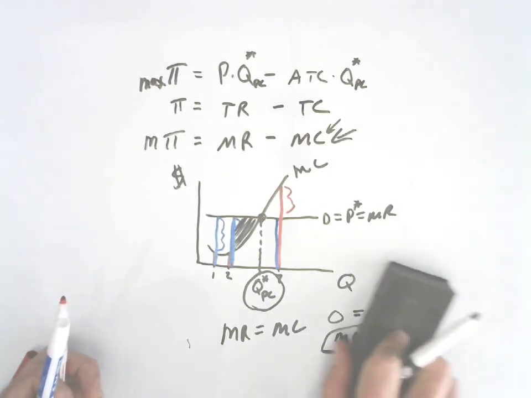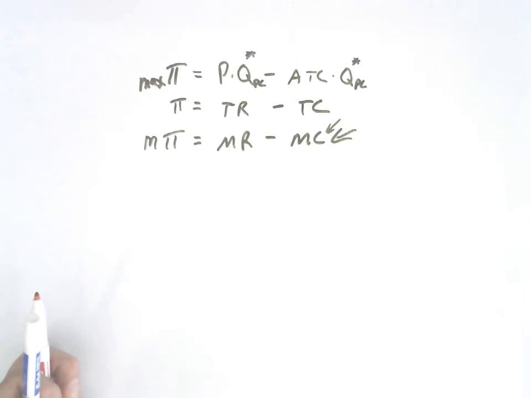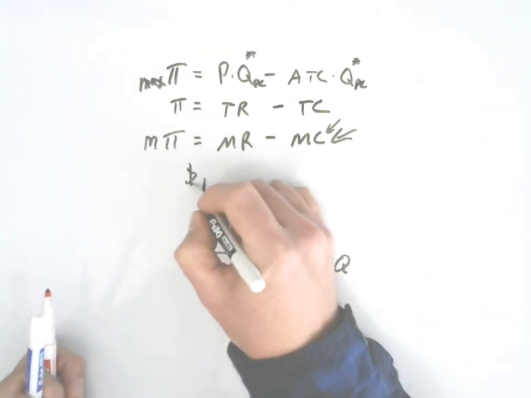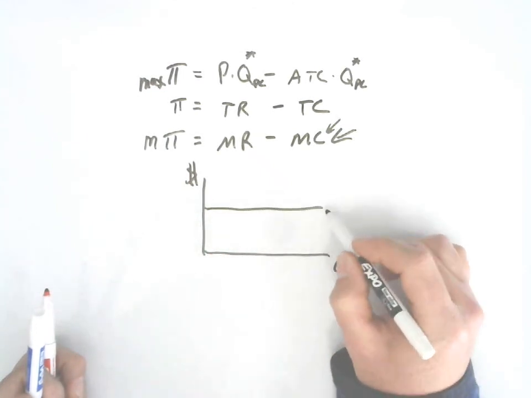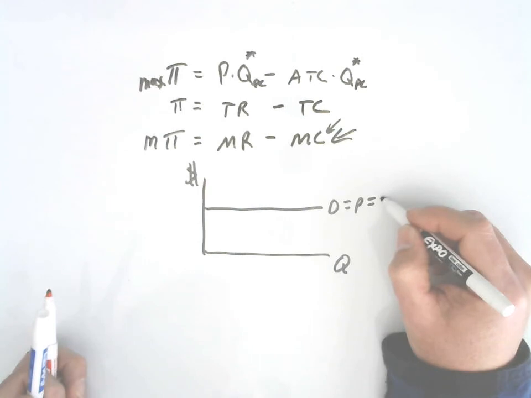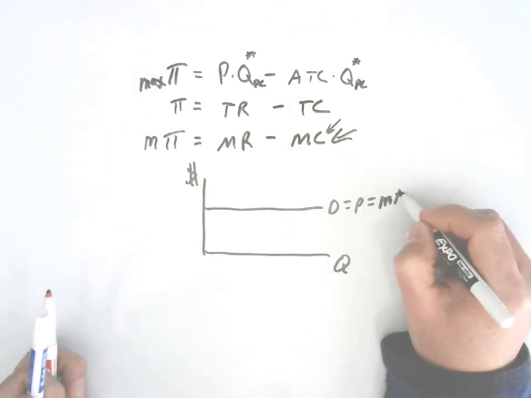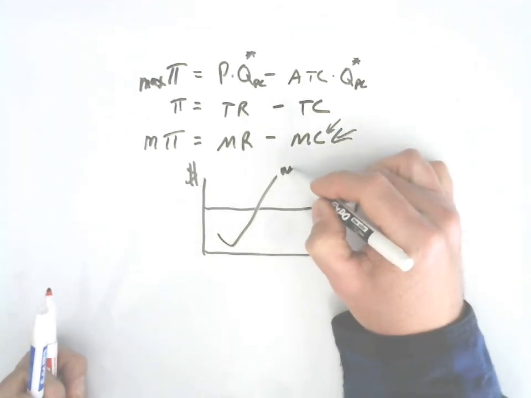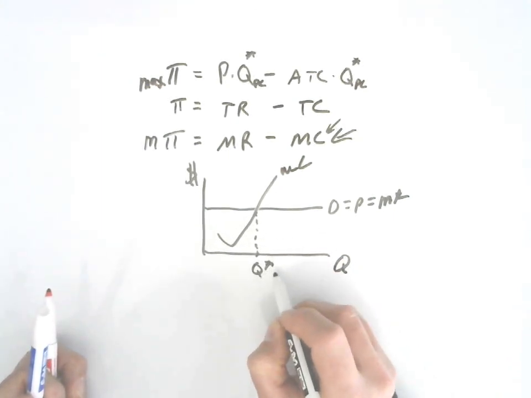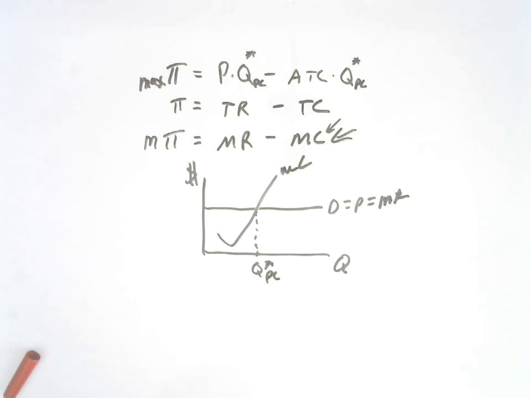In other words, every firm will produce where marginal cost equals marginal revenue. And in the perfectly competitive case with the horizontal demand curve, that is right at that intersection there. That is the profit maximizing output level.